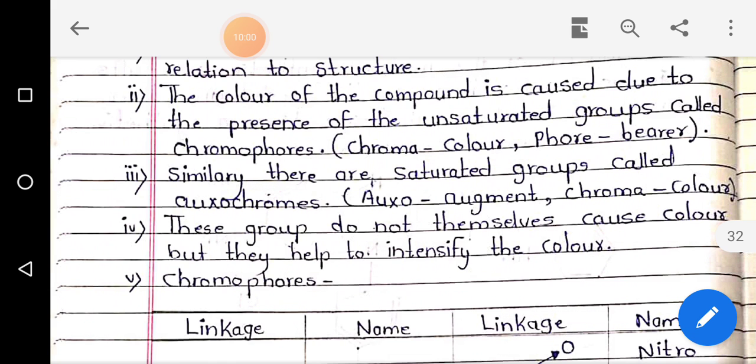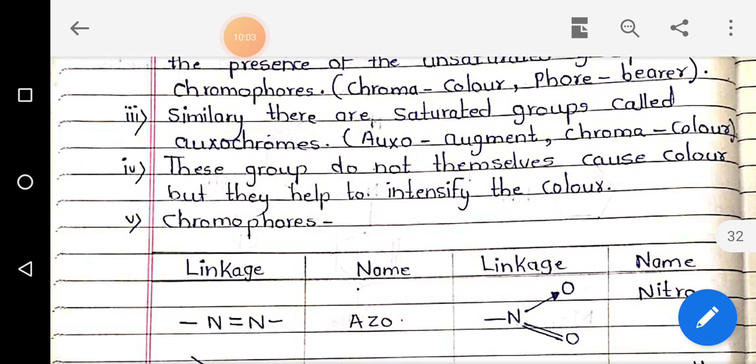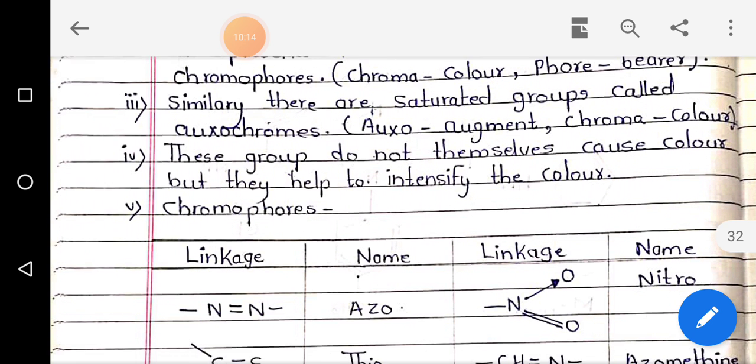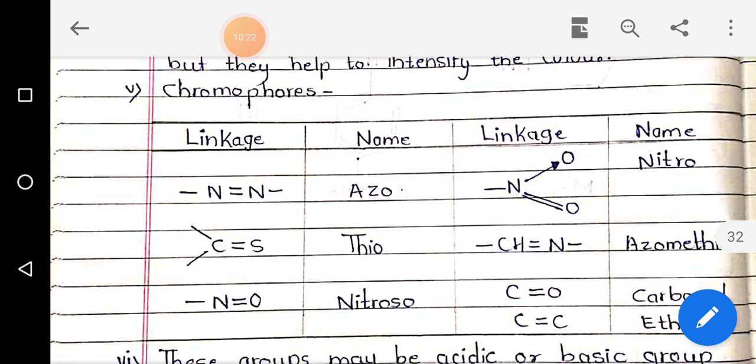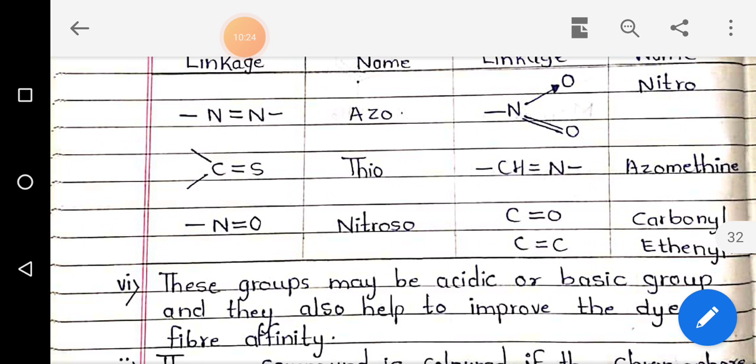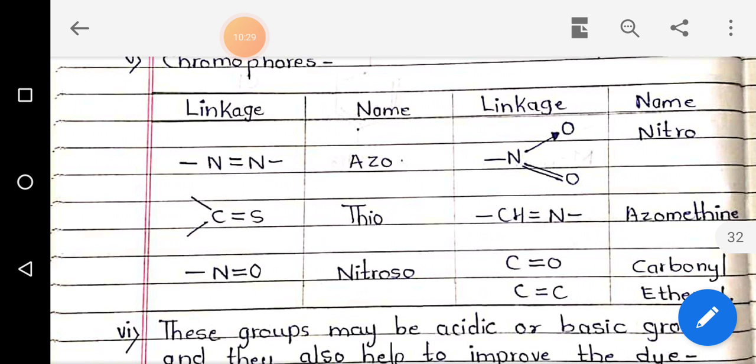Chroma means color and phore means bearer. Similarly, there are saturated groups called auxochromes. Auxo means augmented and chroma means color. These groups do not themselves cause color, but they help to intensify the color. Examples are the N=N linkage, which is the azo group.